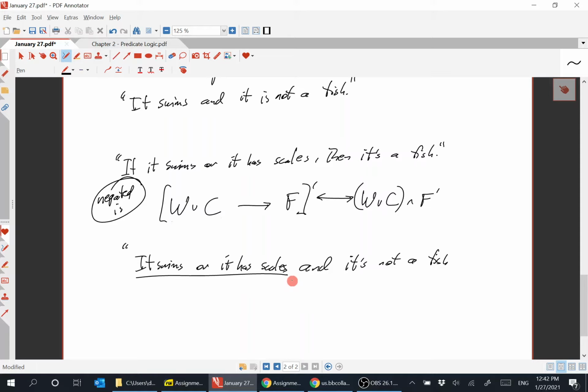This is ambiguous in English. In order to show that this connection comes first and the and comes second, what could you do grammatically here? You could put a comma. That's probably the quickest way to do it, right? So it swims or it has scales, comma, and it's not a fish. Or you could say what? Give it a little more flair.